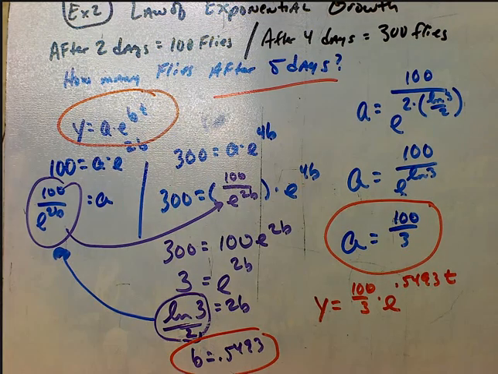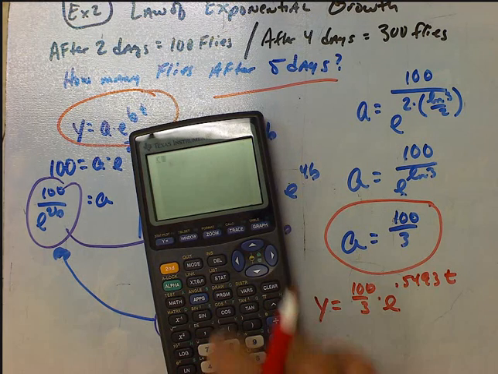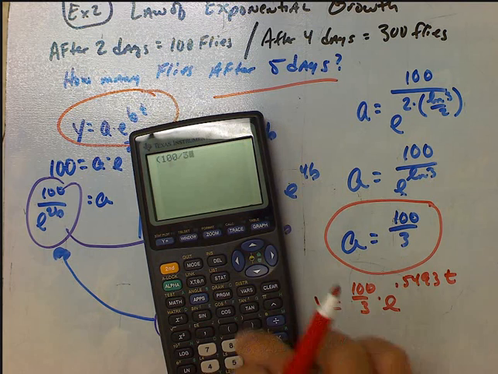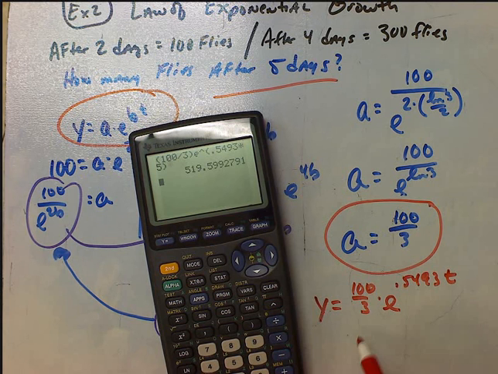So in my calculator, 100 divided by 3, close the parenthesis, times e to the 0.5493 for 5 days times 5, hit enter, and so after 5 days there's approximately 520 flies.